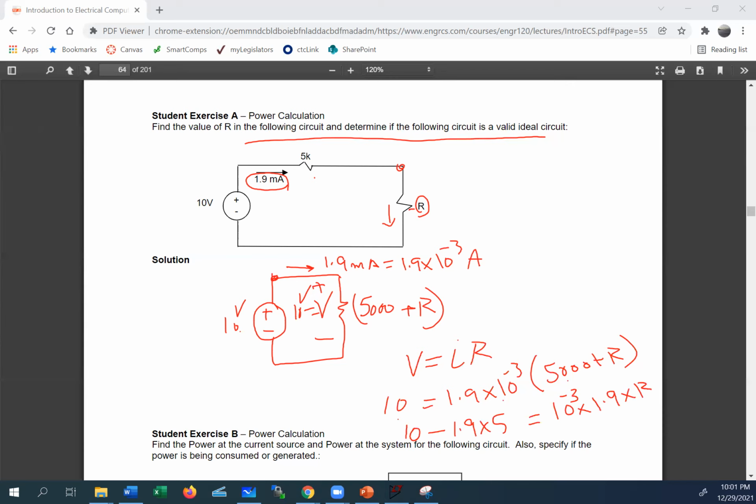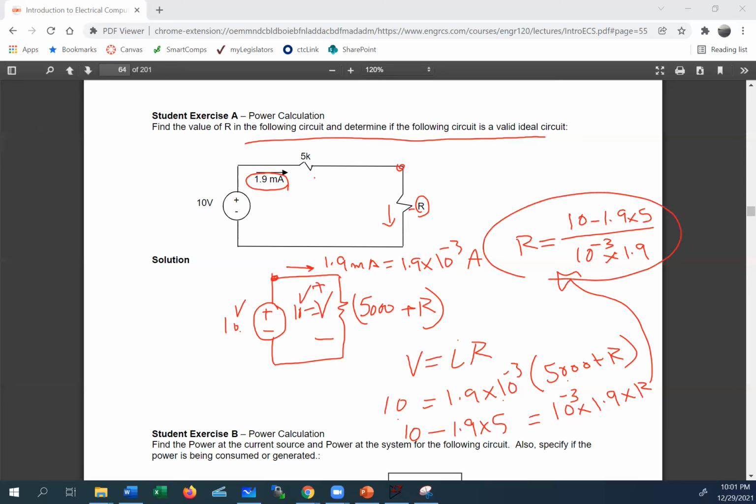I multiply them through. Okay, so if that is the case, then I can go back up here and continue, if you don't mind. So my R will be equal to 10 minus 1.9 times 5 divided by 10 to the minus 3 times 1.9. Yeah. So when I calculate this, I find my R is the answer to the question.